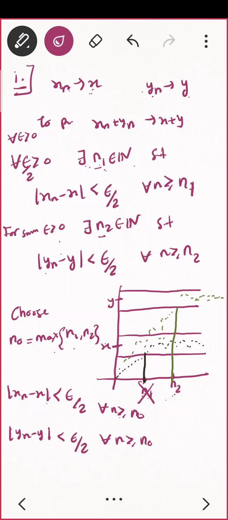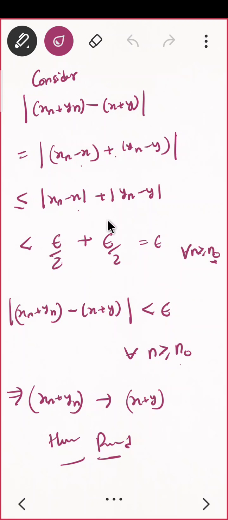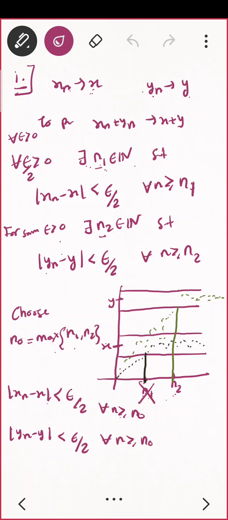So now I can use it here. Do you see the structure of the proof? This is less than epsilon by 2, this is also, then hence proved. Is the proof clear to you? Go back over the proof once again and see whether it is clear to you or not.